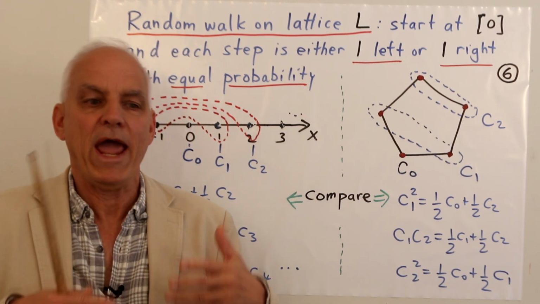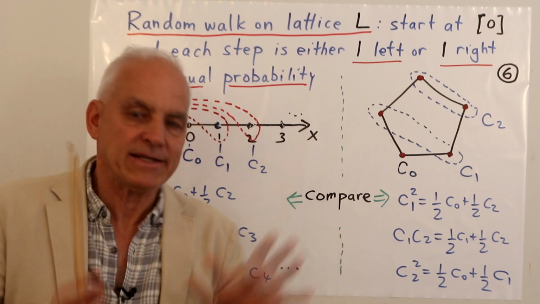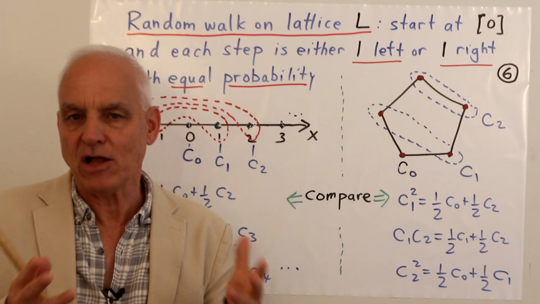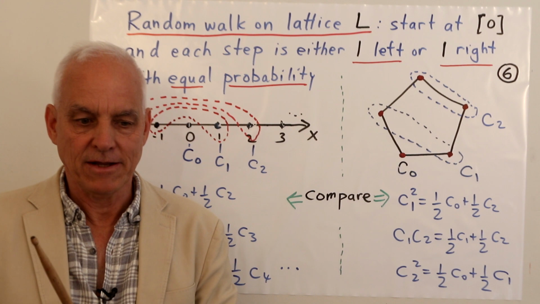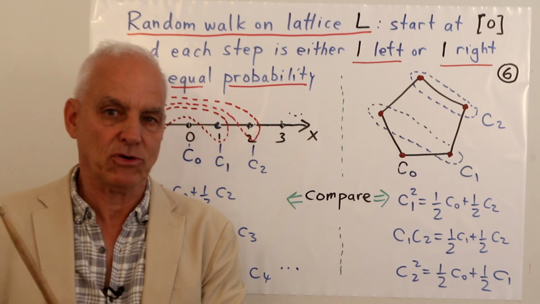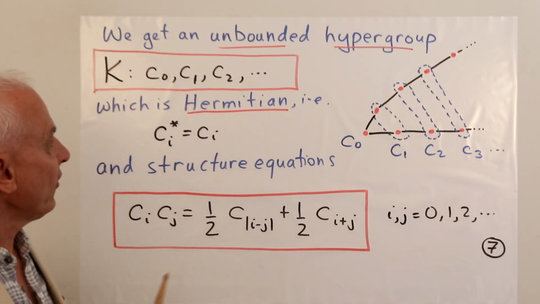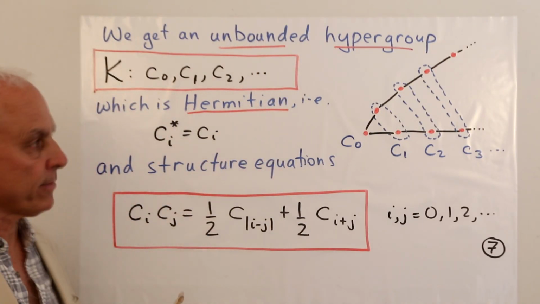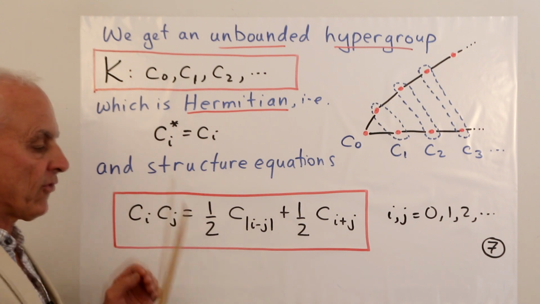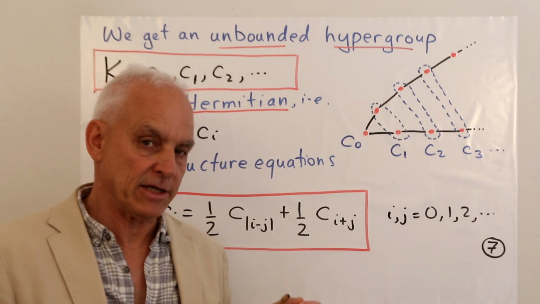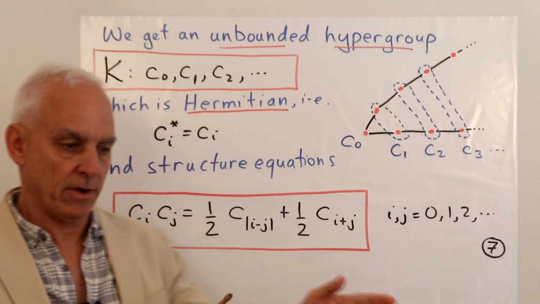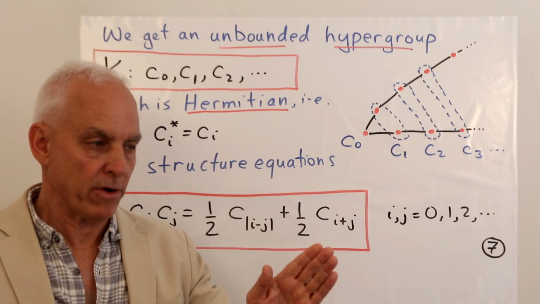And so this is a way of accessing that from an algebraic point of view, using this hypergroup or diffusion symmetry kind of orientation. So we get an object now, which is an unbounded hypergroup. Let's call it K, and it consists of these elements C0, C1, C2, etc., one for every natural number.